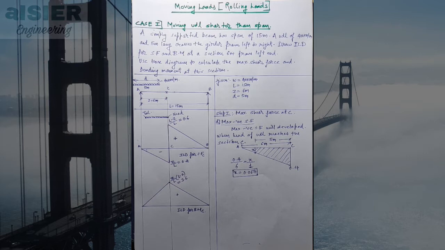Welcome to video lecture series on theory of structure. In last few videos, we have seen what is influence line diagram and how to draw influence line diagram for simply supported beam, for cantilever beam and for overhanging beams. In this video, we are going to see how to calculate maximum shear force, maximum bending moment at a section for a rolling load or moving load using influence line diagram.